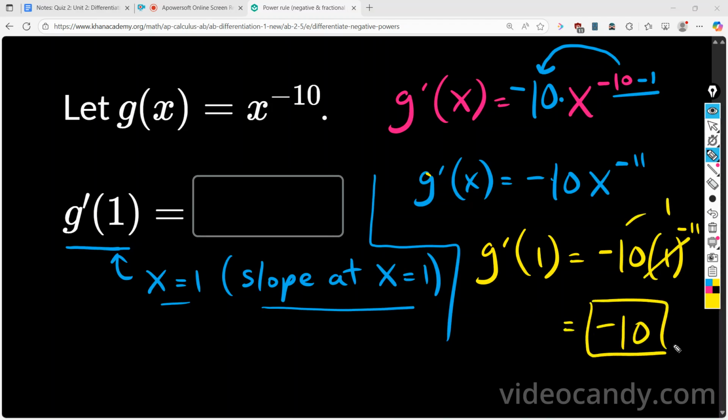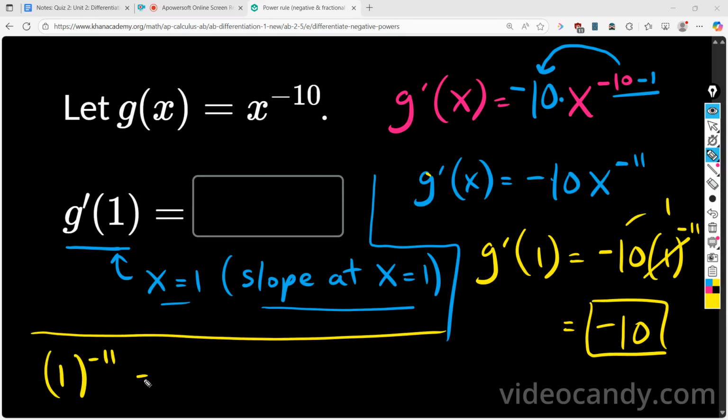Just in case you didn't see that, 1 to the power of negative 11 is the same as 1 over 1 to the power of 11, which is the same as 1 over 1, which is the same as 1. So 1 to the negative 11 is just 1. That's why I canceled it. Negative 10 times 1 is just negative 10. And you just enter that in the box.